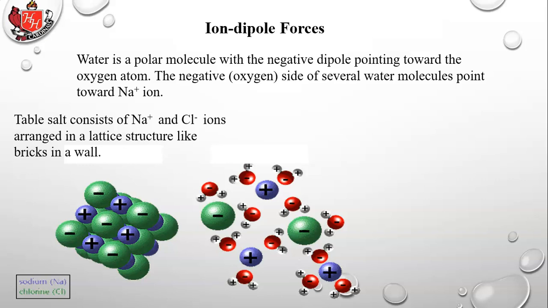Similarly, you'll notice that with the green circles, those are the chloride anions, the negative chloride ions, the positive side of the water molecules, the hydrogen side, are pointing towards it. So they did the same thing. The positive side of other water molecules came over, was attracted to the negative chloride ion, and pulled it away from the cube. So by that process, salt dissolves in water.